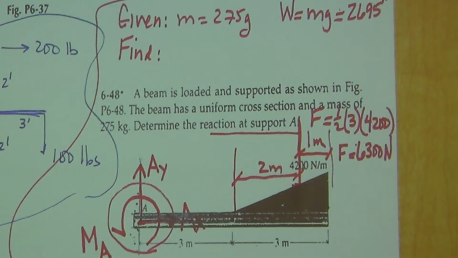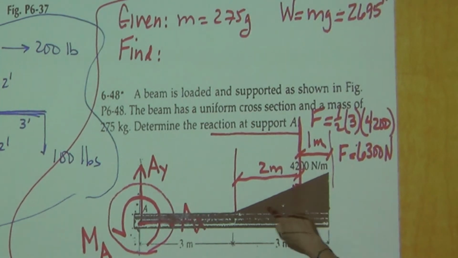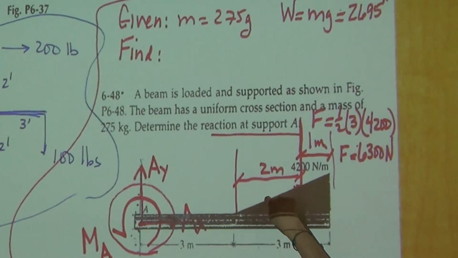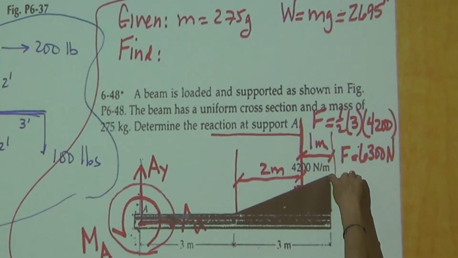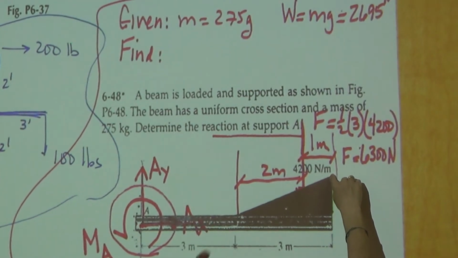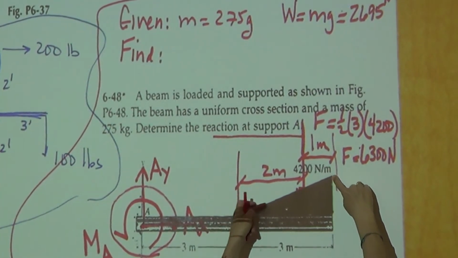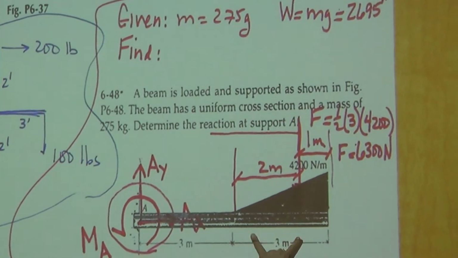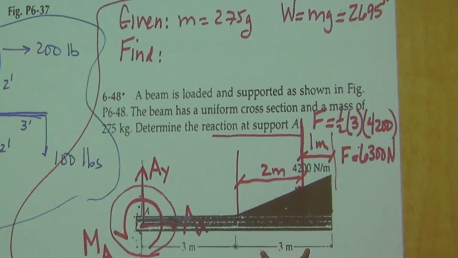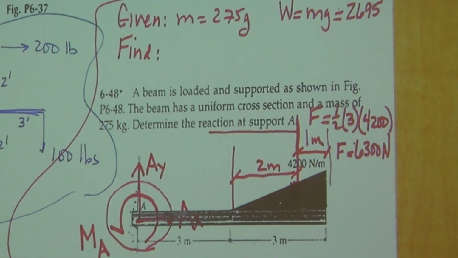Oh, because that's what they told you it is. This number that they're giving you here is 0, and then it goes up linearly, and the max right here is 4,200 newtons per meter. So if I drew it on a graph, it's 0, this is the slope, and here's the height. So the width, not the base, is 3, and the height is 4,200.